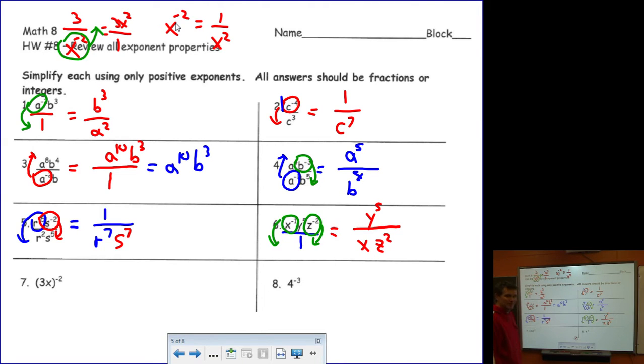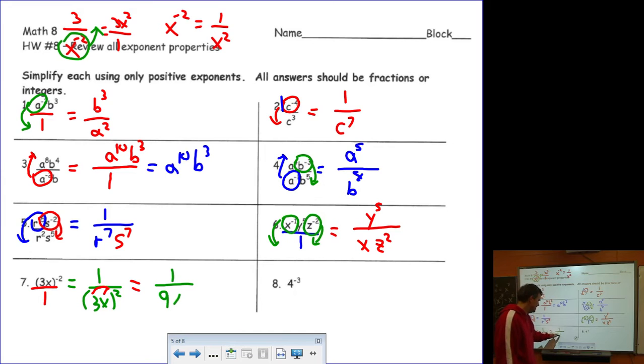That brings me to number 7. Well, one way to do number 7 is to make it a fraction, and this thing on top that's got a negative exponent needs to move to the bottom. And that turns the exponent positive. So I really just have 1 over 3x to the second. Then that 2 needs applied to each thing in parentheses, giving me 1 over 3 to the second, which is 9, and x to the second.